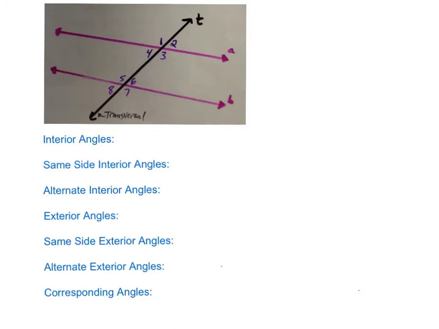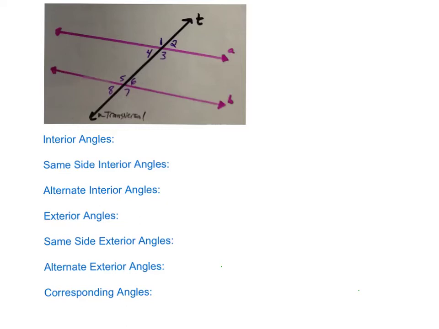Alright, so looking at this drawing, we've got three lines. We've got the black line, which is named with lowercase t, that intersects two other lines at different points, so that's the transversal. The pink lines are just other lines. When these lines intersect, they form special types of angles, and listed here are a bunch of angles that we can identify.